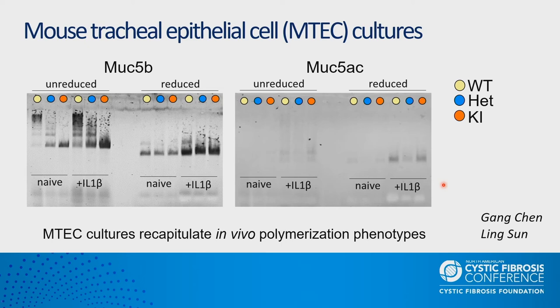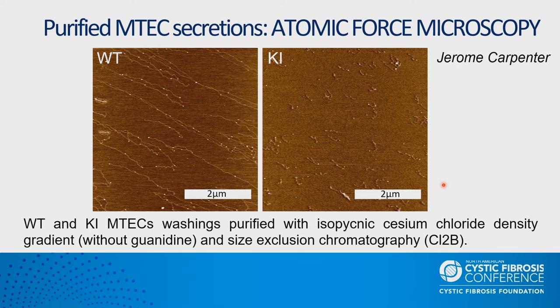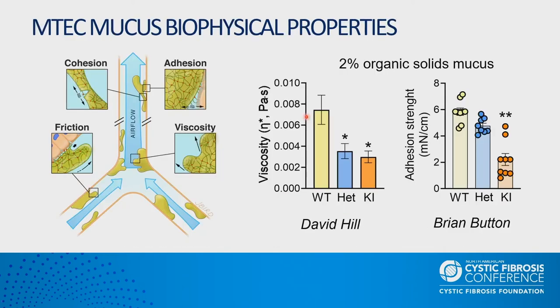Other things that we did with these MTEC cells: Jerome Carpenter purified the secretions, and you can do atomic force microscopy to observe the strands of mucins. It's pretty obvious here that the wild type have long strands of MUC5B, and the knock-in have these little stubby strands. Of course, we wanted to measure some relevant biophysical properties of this mucus secretion. As hypothesized using our C-star model, we did observe a reduced viscosity for the mucins that were shorter. Brian Button went ahead and measured adhesion strength in these secretions, and in this case only the knock-in mice were significantly different from wild type. So we're finding different phenotypes that are not always the same.